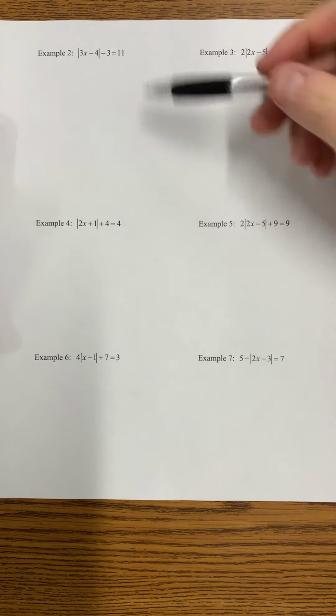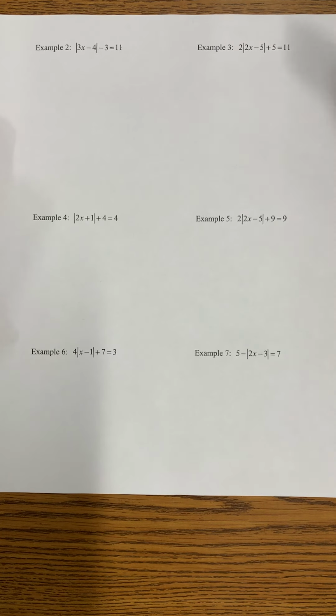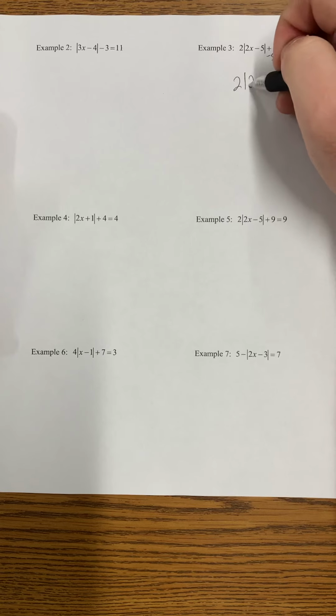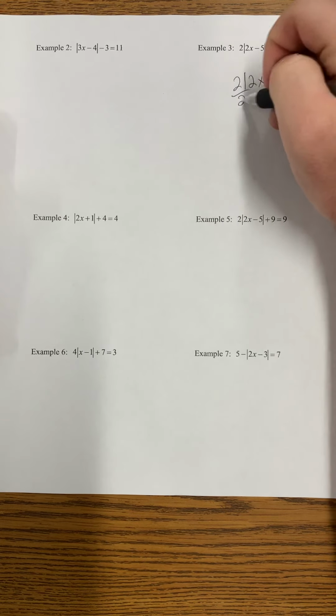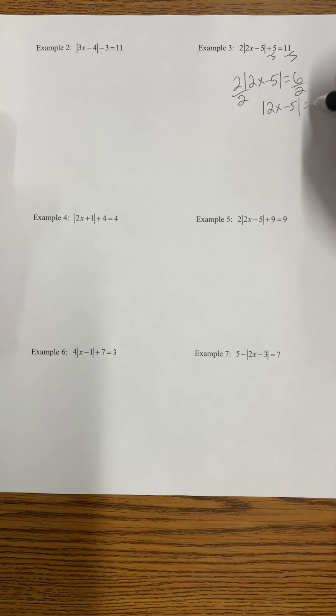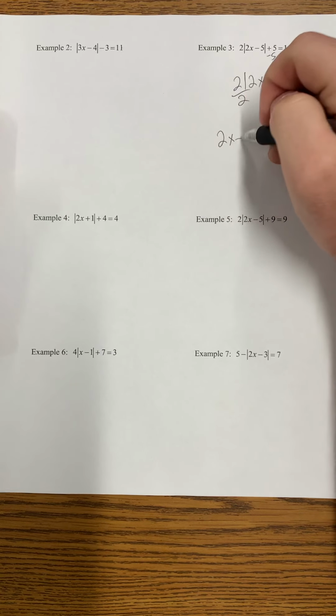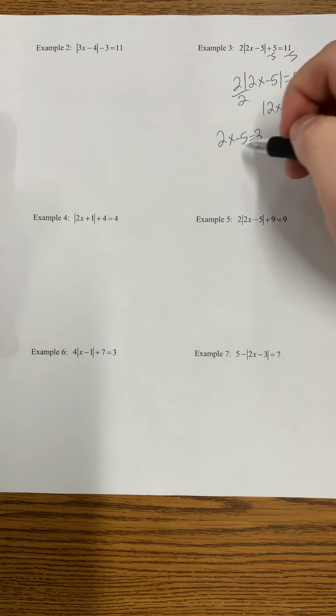Example 3, we're going to skip the even examples today. Example 3, we're going to subtract 5 from both sides. 11 minus 5 is 6, so we get 2 times the absolute value of 2x minus 5 equals 6. Divide both sides by 2, so we get the absolute value of 2x minus 5 is equal to 3. That's a positive number, so we're going to end up with 2 solutions. 2x minus 5 equals 3, and 2x minus 5 equals negative 3.